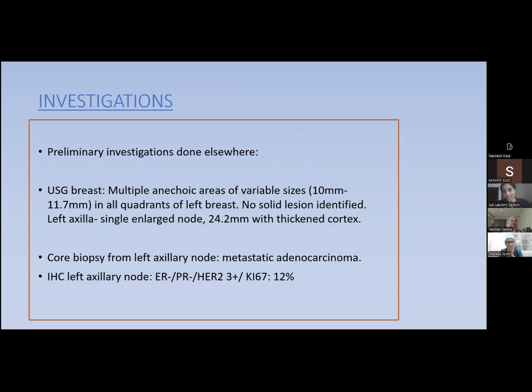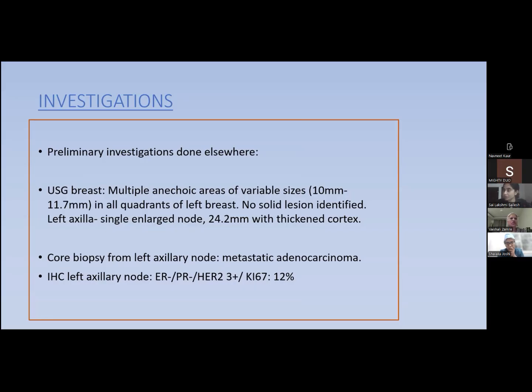So these were our investigations done at an outside facility. There was an ultrasound breast report which showed multiple anechoic areas of variable sizes, measuring 10 mm to 11.7 mm in all quadrants of the left breast. No solid lesions were identified, and in the left axilla there was a single enlarged node which was 2.4 centimeters with thickened cortex. Core biopsy was also done from the left axillary node, which was suggestive of metastatic adenocarcinoma. And IHC showed hormone receptor negative, HER2 positive, Ki-67 12%.